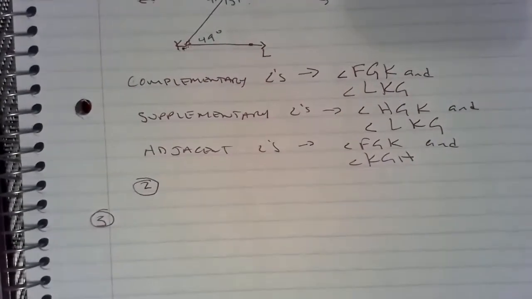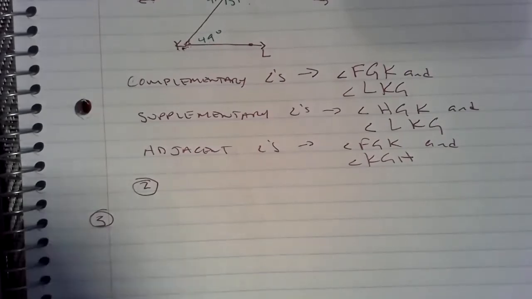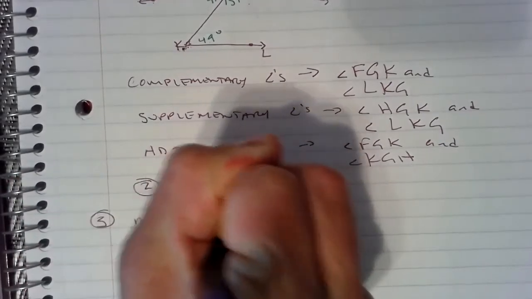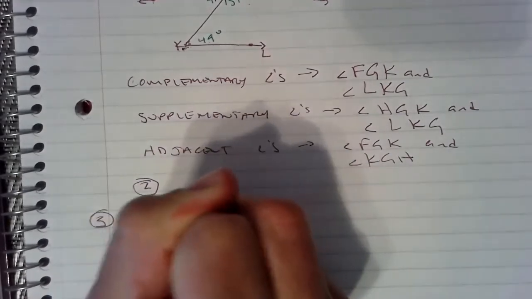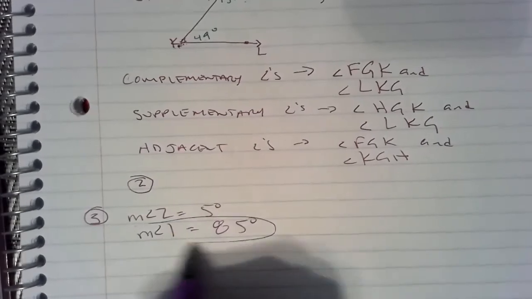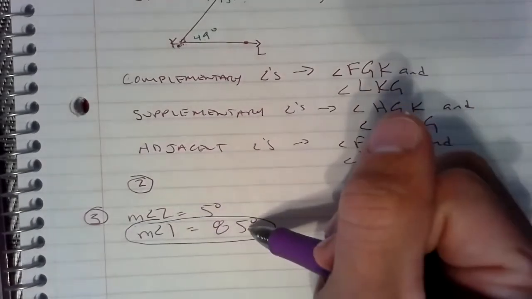All right, back with number 3, we don't have a figure. We're just looking at the directions on page 49. It says that angle 1 is a complement of angle 2. So if it's a complement of angle 2, the 2 add up together. If the measure of angle 2 is 5 degrees, well, then the measure of angle 1 has to be the rest. What is 90 minus 5?